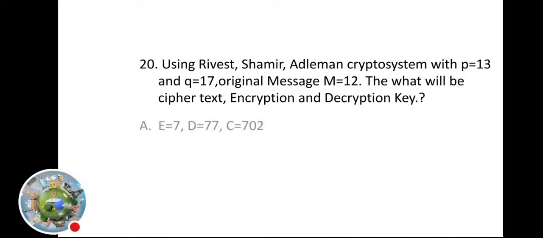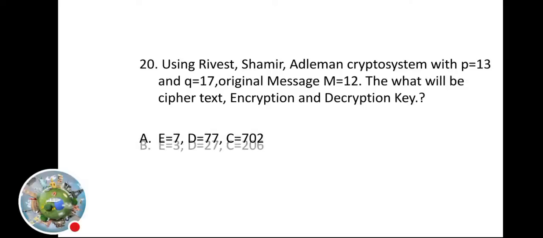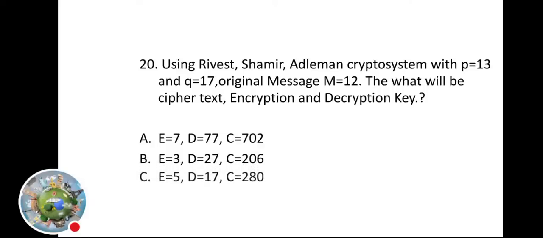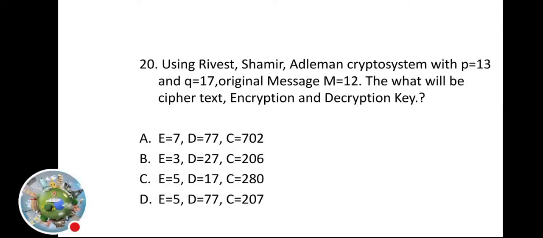Option A, E equals to 7, D equals to 77, C equals to 702. B, E equals to 3, D equals to 27, C equals to 206. C, E equals to 5, D equals to 17, C equals to 280. D, E equals to 5, D equals to 77, C equals to 207. E, E equals to 11, D equals to 71, C equals to 802.